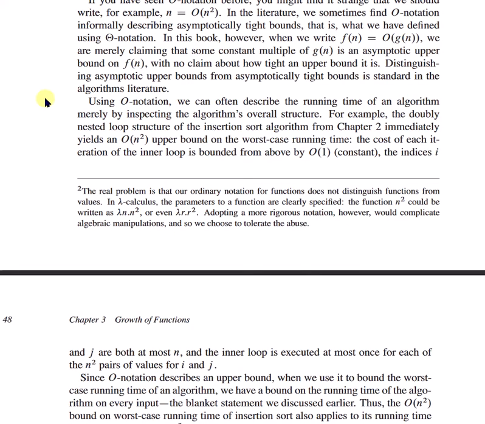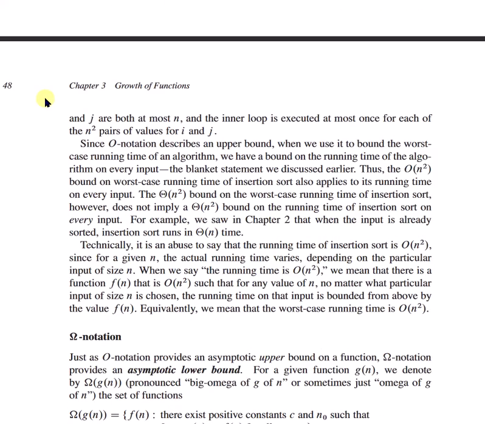Using big O notation, we can often describe the running time of an algorithm merely by inspecting the algorithm's overall structure. For example, the doubly nested loop structure of the insertion sort algorithm from chapter 2 immediately yields a big O of n squared upper bound on the worst case running time. The cost of each iteration of the inner loop is bounded from above by big O of one, a constant, and the indices i and j are both at most n, and the inner loop is executed at most once for each of the n squared pairs of values for i and j.